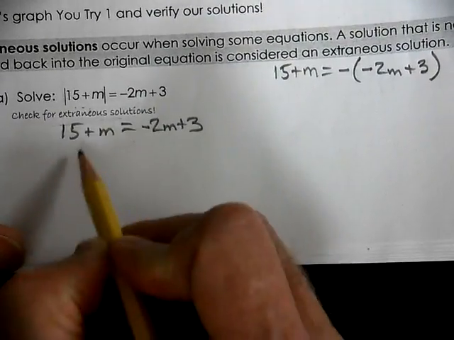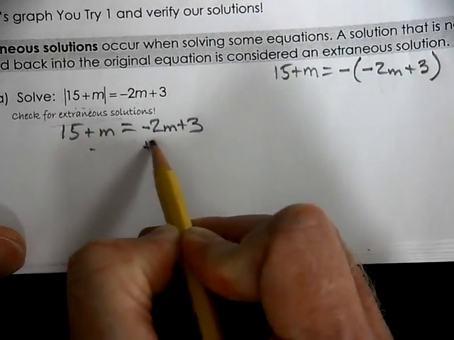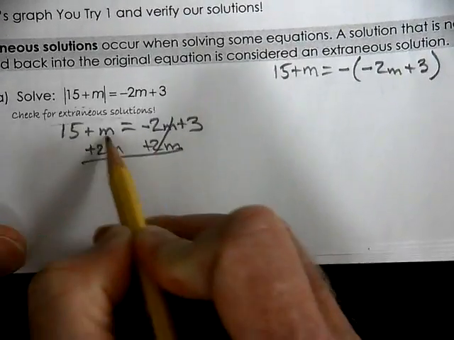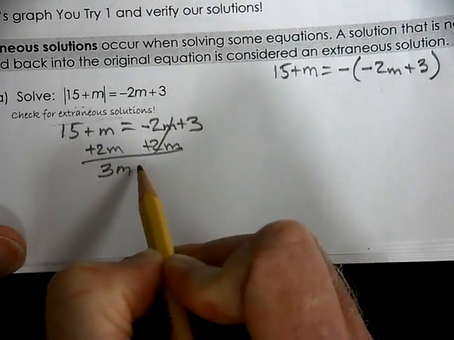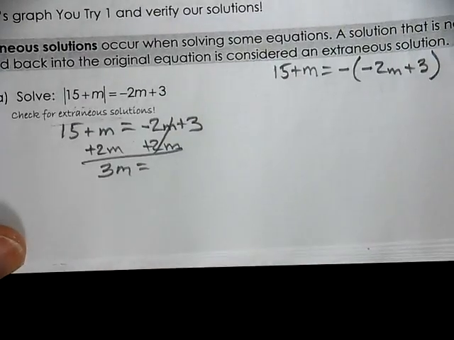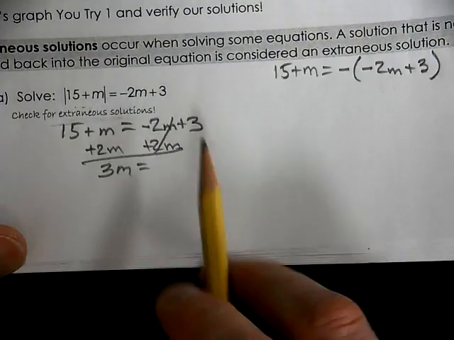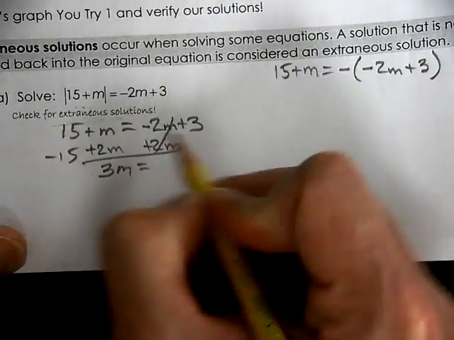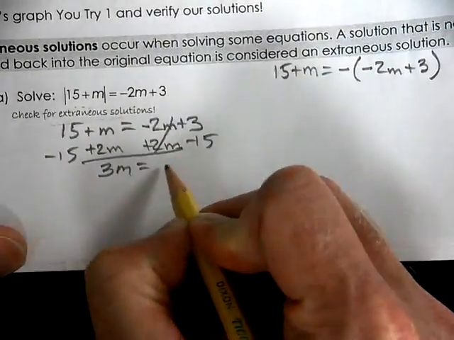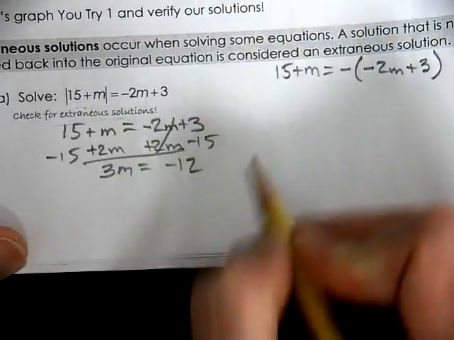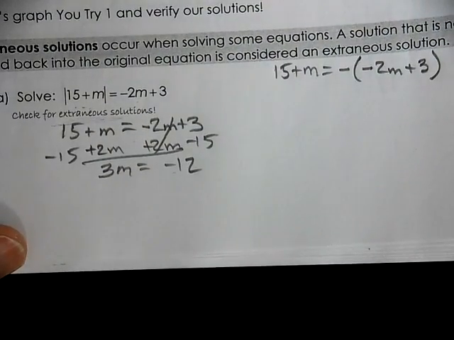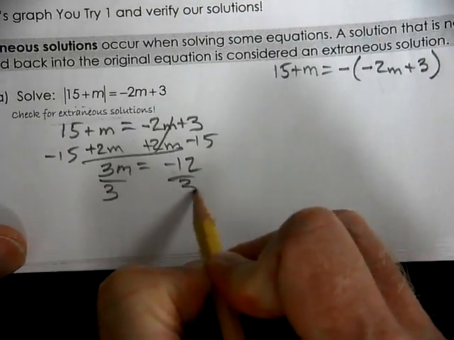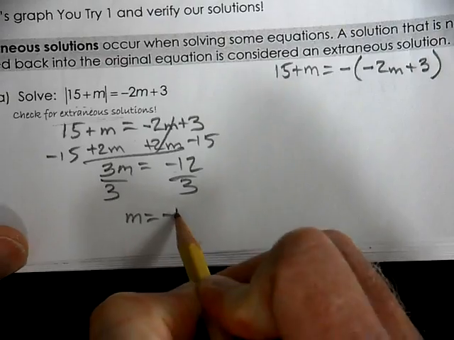So we just do the math now. Plus 2m plus 2m. That gives us 3m. I like my m to be positive, so I wanted to move my 2m to the left. Your choice. Minus 15, minus 15. I can't help this, but it's negative 12. This is divide by 3, divide by 3. I get m equals negative 4.